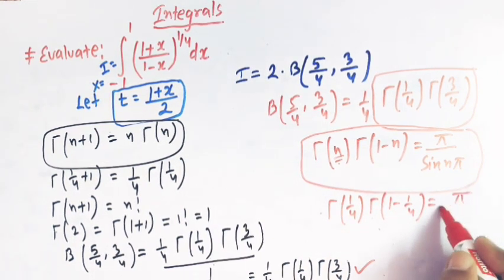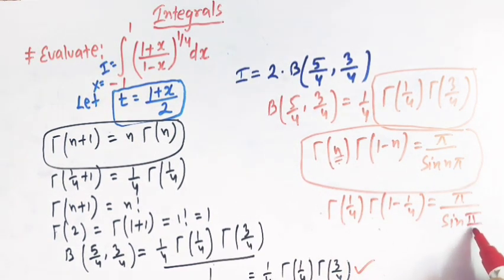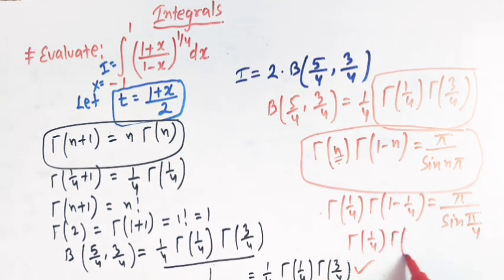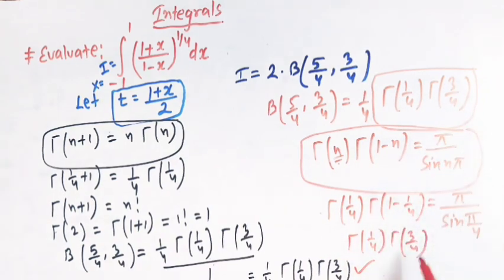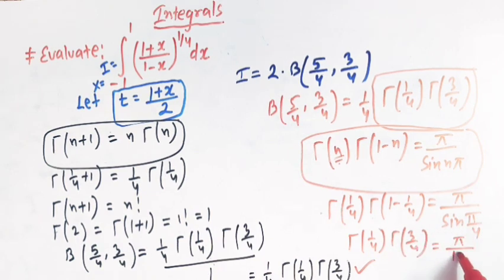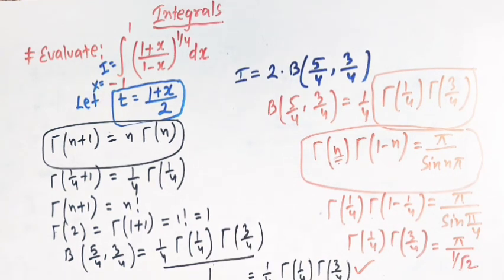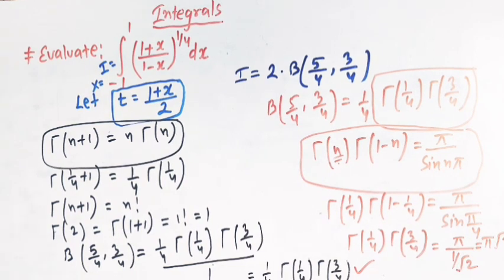And here we have pi divided by sine, with n equal to 1/4, so this is pi/4. So gamma(1/4) gamma(1 − 1/4), which is 3/4, right? So here we have gamma(1/4) gamma(3/4) equal to pi divided by sine(pi/4). Sine(pi/4) is sine 45 degrees, which is equal to 1 over root 2, right? That is equal to pi times square root of 2, because taking the square root of 2 to the numerator.